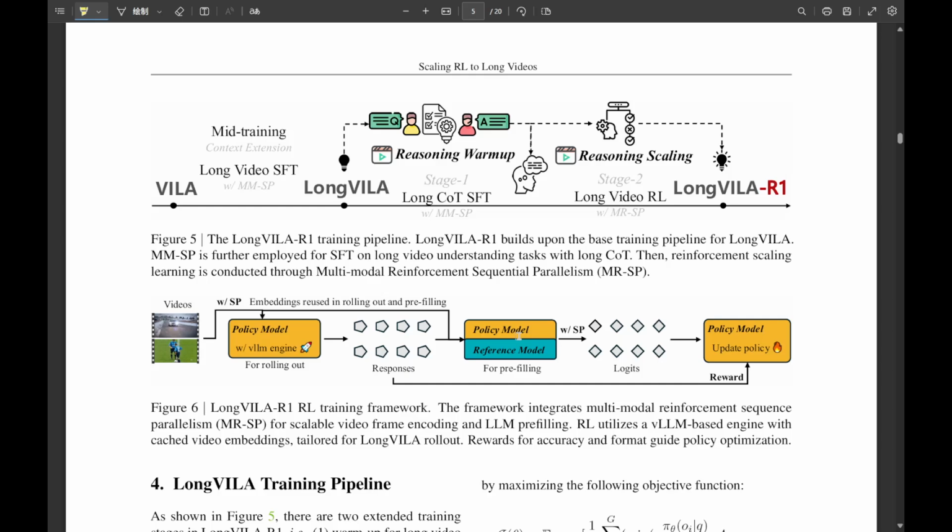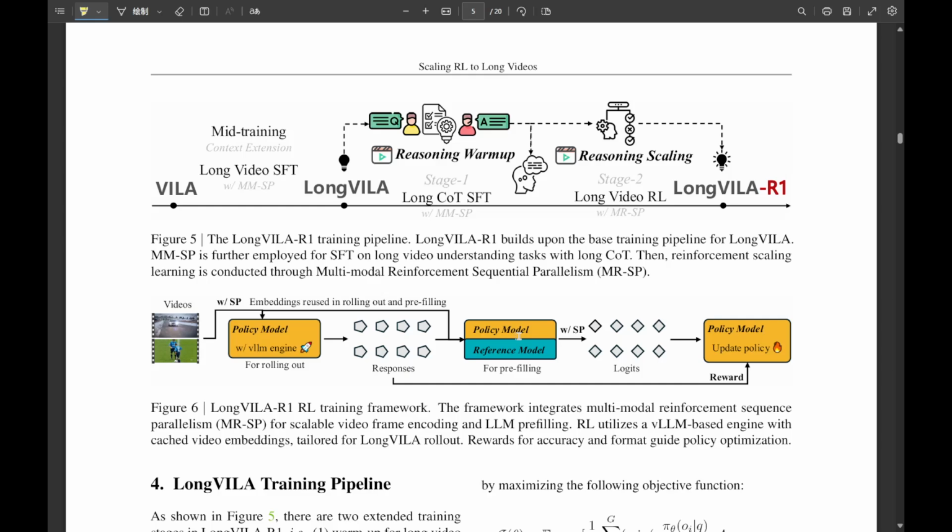Tell us about this third pillar, multi-modal reinforcement sequence parallelism. Sounds complex, but this sounds like the key technical piece that makes it all actually work. It absolutely is. MRSP is the crucial bit of engineering that makes training feasible. It directly tackles that computational nightmare, the massive visual embeddings, heavy rollouts, and long context LLM prefilling that just choked older systems. How does it do it?